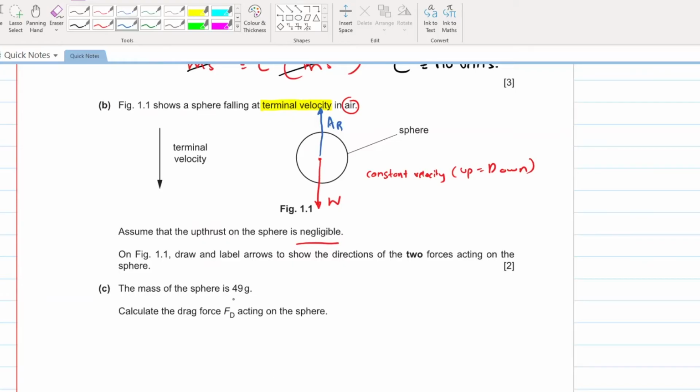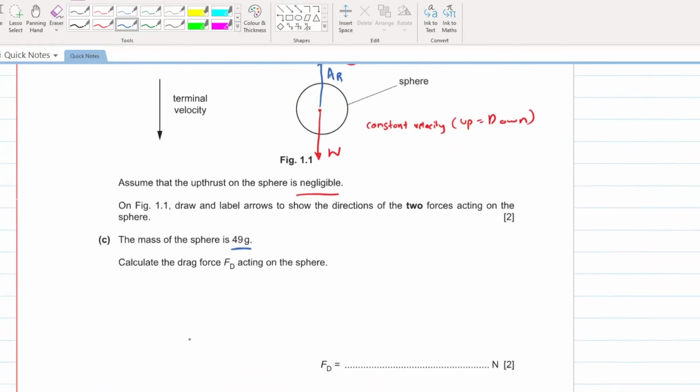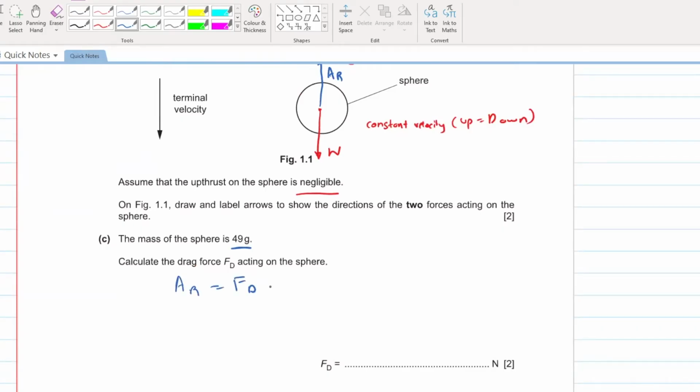Let's further move ahead. The mass of the sphere is this. Calculate the drag force acting on the sphere. We are given the mass, and we have to calculate the drag force. How can we calculate it? Any ideas? We know that the air resistance or the drag force in this case is equal to the weight. What is weight equal to? Mass into g. What is mass? 49 grams, divided by 1000, multiplied by g, that is 9.81.